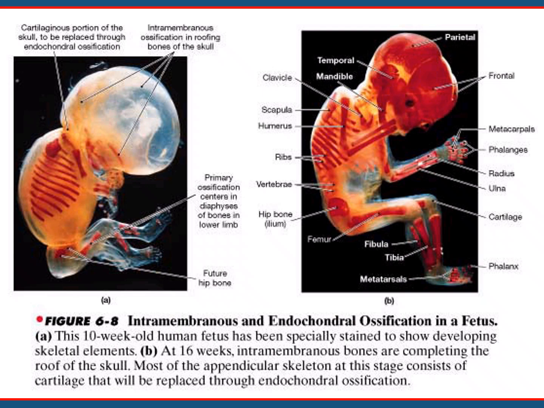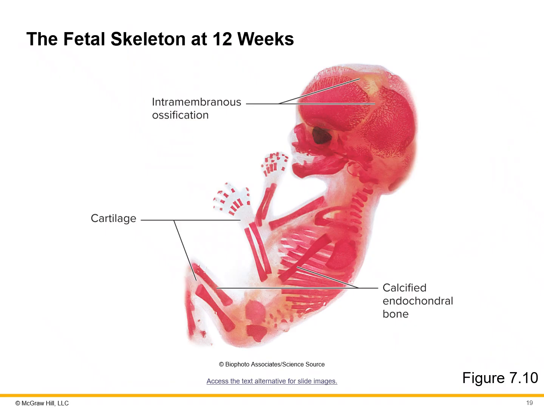At just 16 weeks, the intramembranous bones are now completed in the roof of the skull and most of the appendicular skeleton at this stage. The cartilage is beginning to be replaced through endochondral ossification. The red stained regions are calcified at this age, where we're looking at a 12-week-old fetus. And the elbow, wrist, knee, and ankle joints appear translucent.